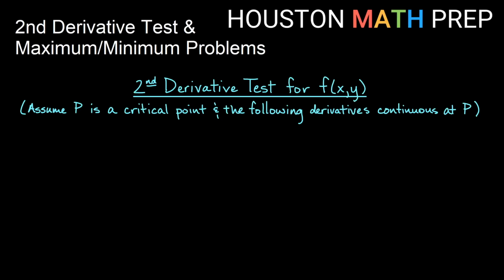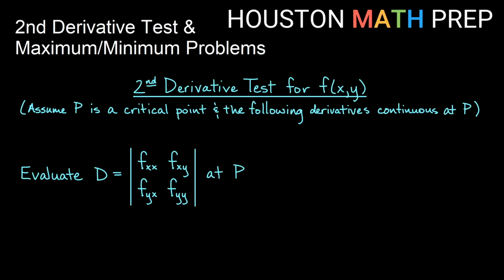So we're going to assume that p is some critical point, and we're going to assume that the following derivatives in our test are all continuous and we don't have any problems with those derivatives. Nothing weird is going on at our critical point with the derivatives. So we're going to evaluate this object. We're going to call it D.